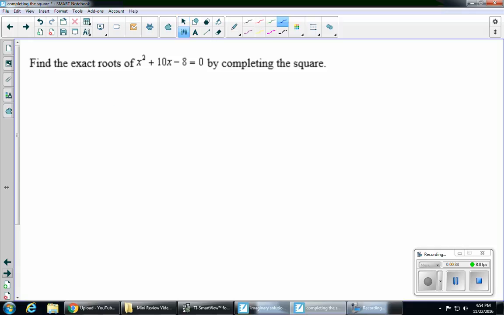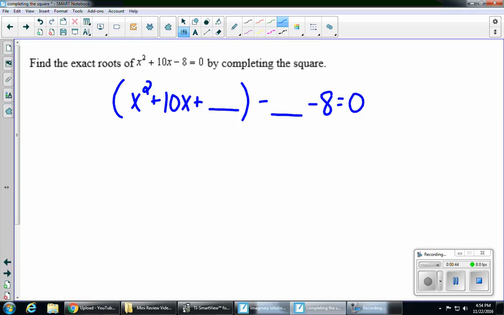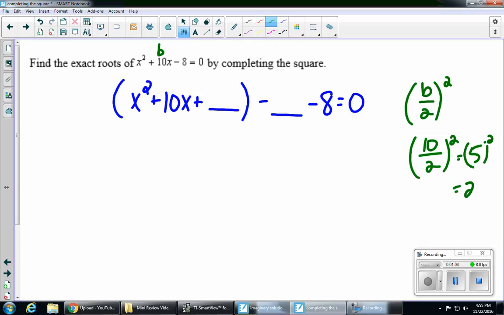So the first thing I'm going to do is set up some blank spaces. I'm going to put plus blank after the 10x, and a minus blank. And then I have my minus 8 and equals 0. In the blank spaces, you're always going to fill in b over 2 squared. So in this case, my b is 10, so I'm going to do 10 over 2 squared. 10 over 2 is 5, and 5 squared gives me 25. So in each blank space, I'm going to put in a 25.